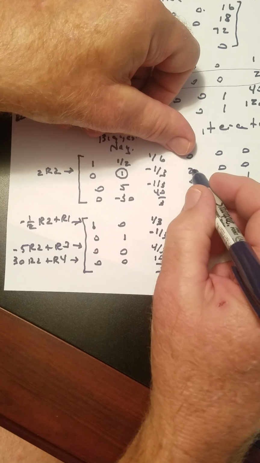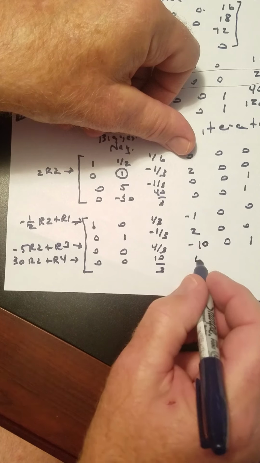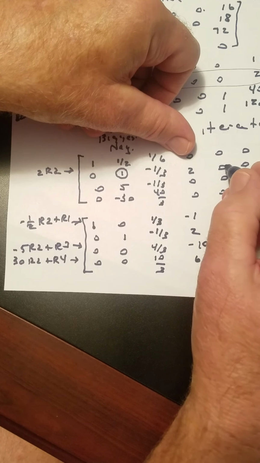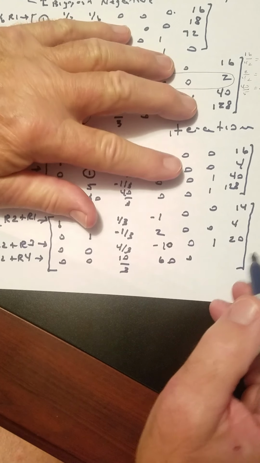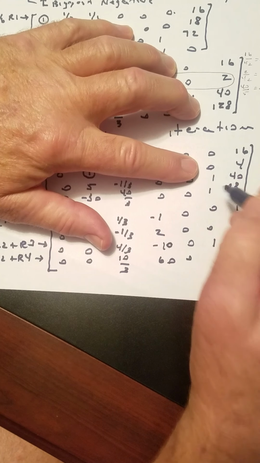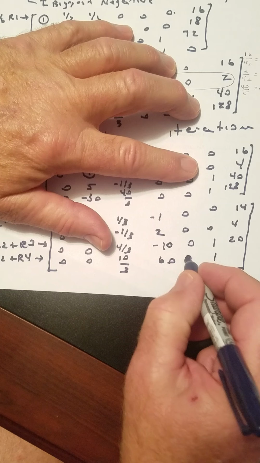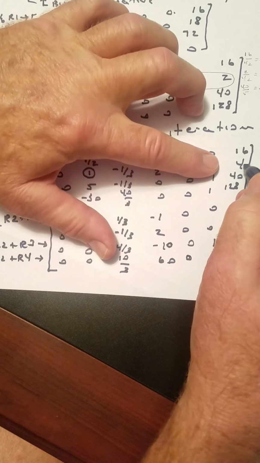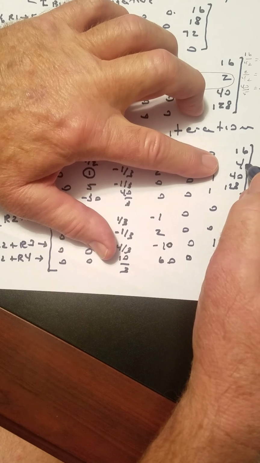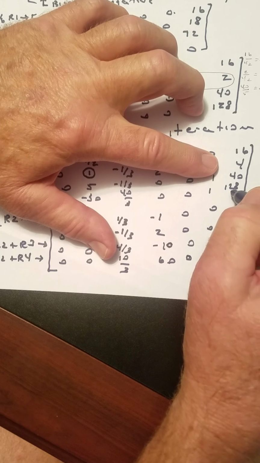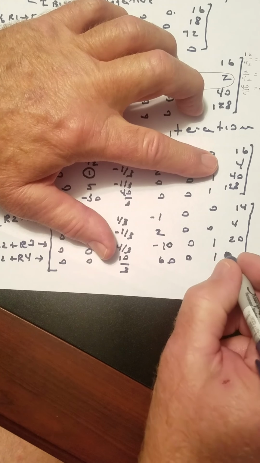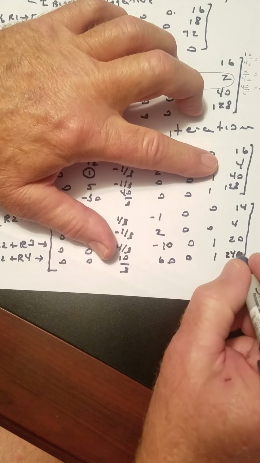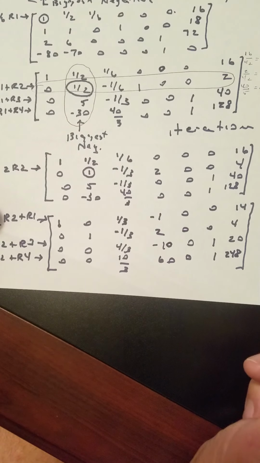30 times 2 is 60. 60 plus 0 is 60. 30 times 0 is 0, plus 0 is 0. 30 times 0 is 0, plus 1 is 1. And 30 times 4 is 120, plus 128 here. So 120, that's 248.